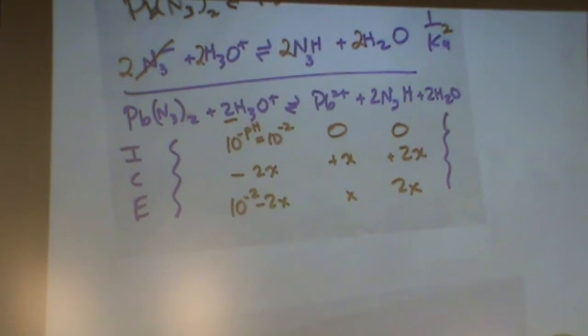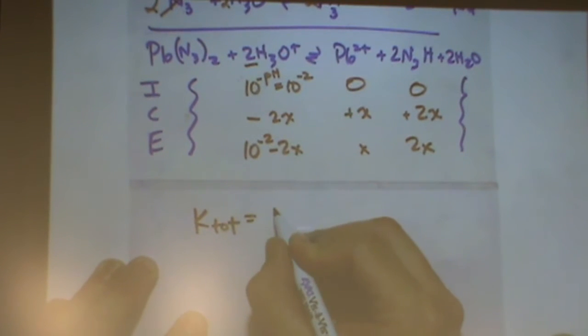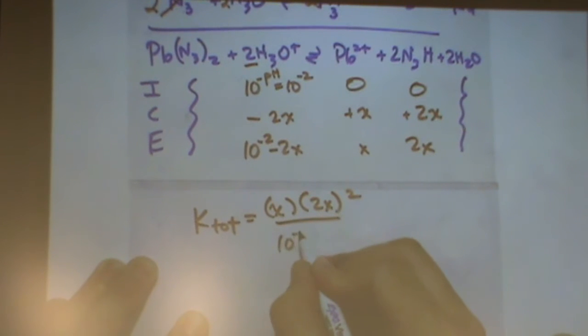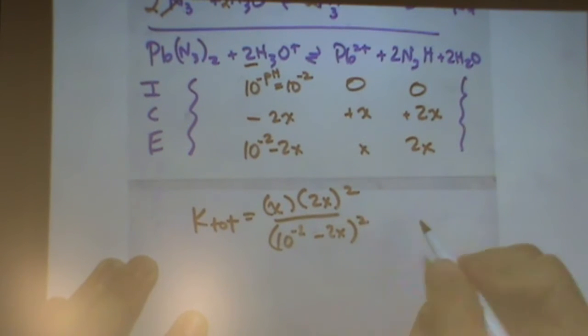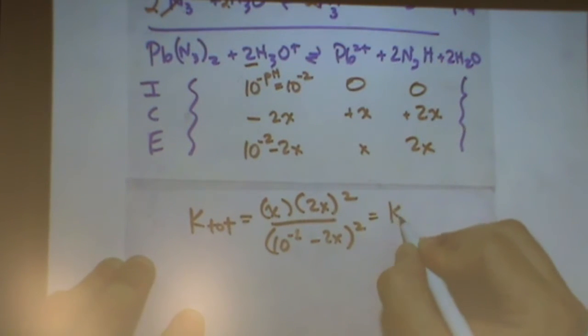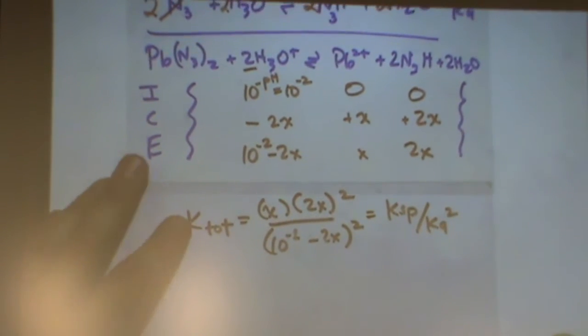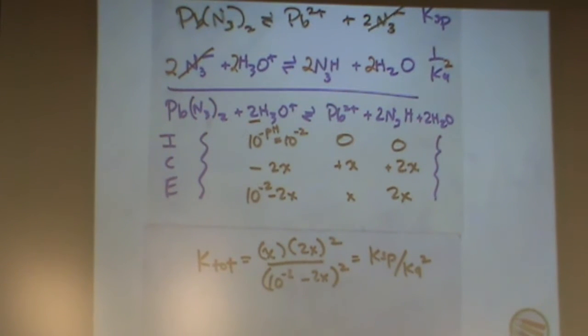So K total equals x times 2x squared, all divided by 10 to the minus 2 minus 2x squared. And that equals KSP divided by KA squared, because when I add the reactions, I multiply the Ks. And obviously, you can't solve this in the final, it's really crazy. So that's why I said just set up the expression. But this is a fairly typical kind of what I would call mixed K question.